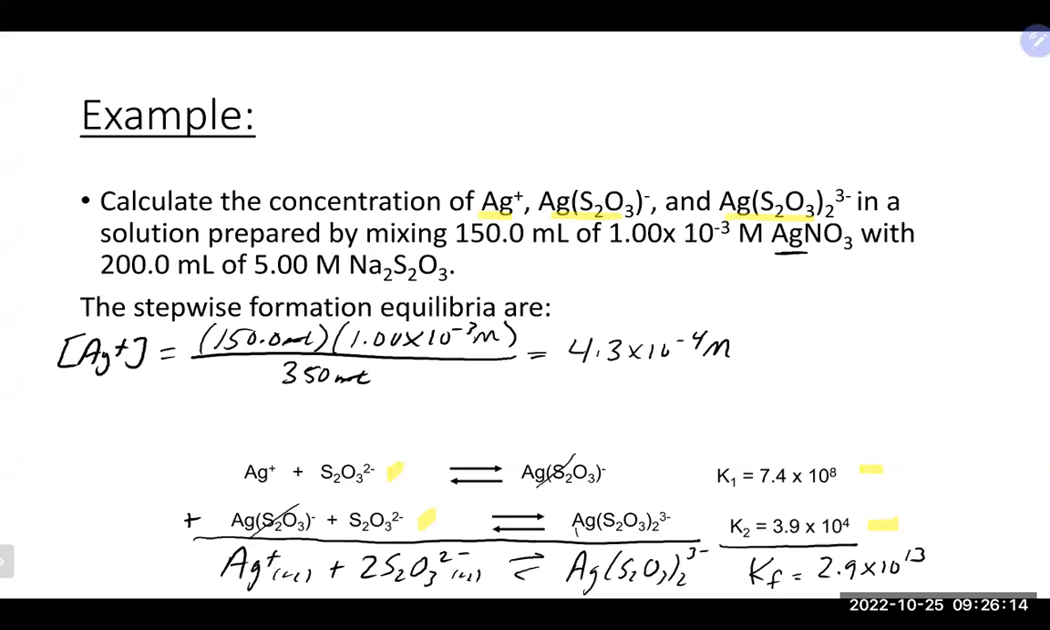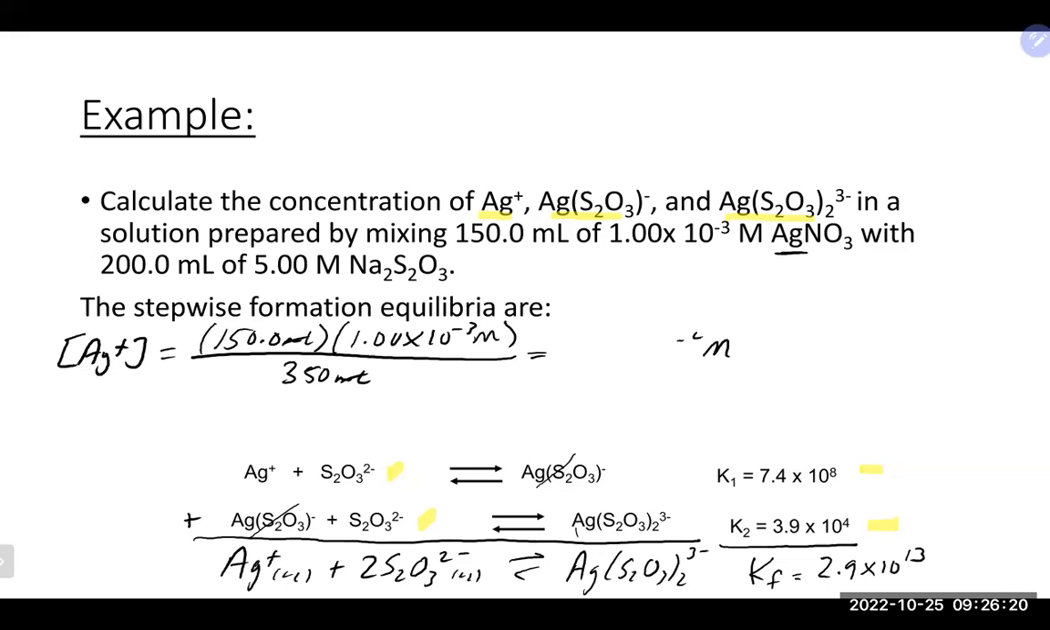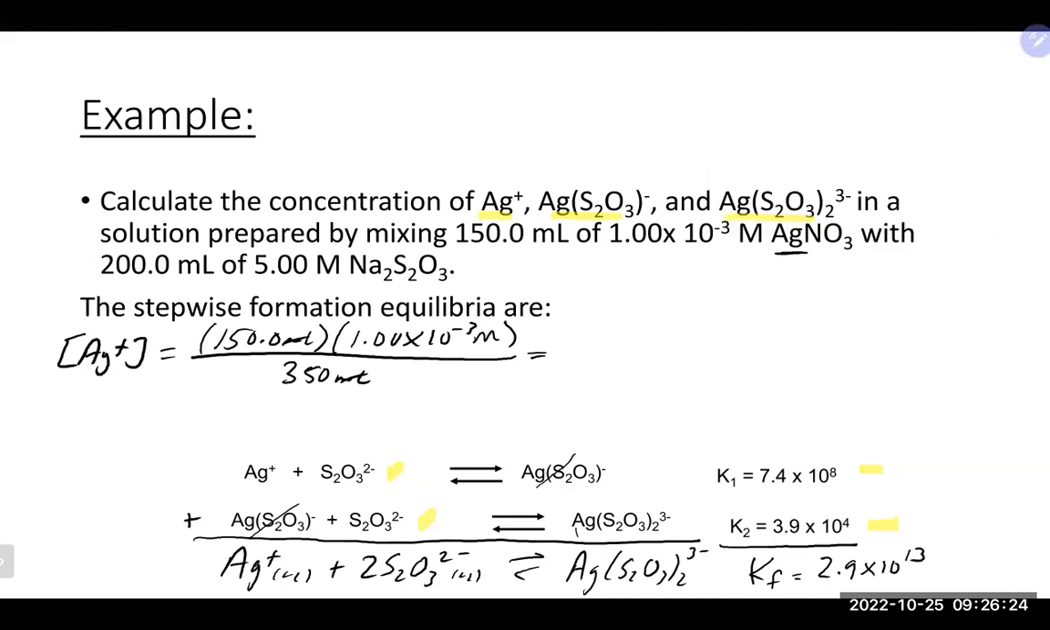And actually, in this case, we'll take a couple of digits so we won't round so much. Here we got 4.33. So we'll do actually 4.29 times 10 to the minus 4 molar.